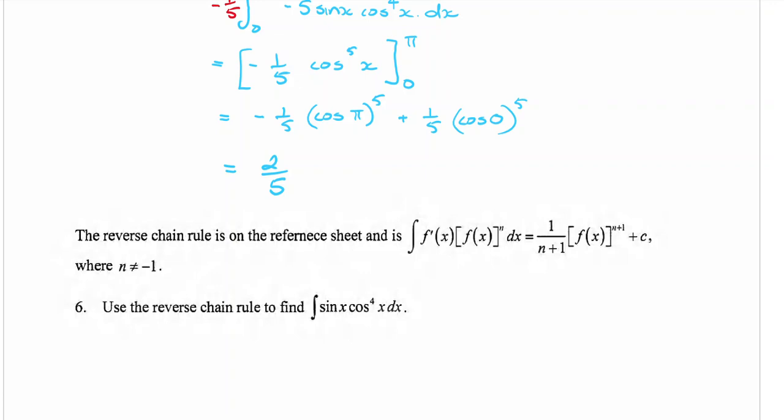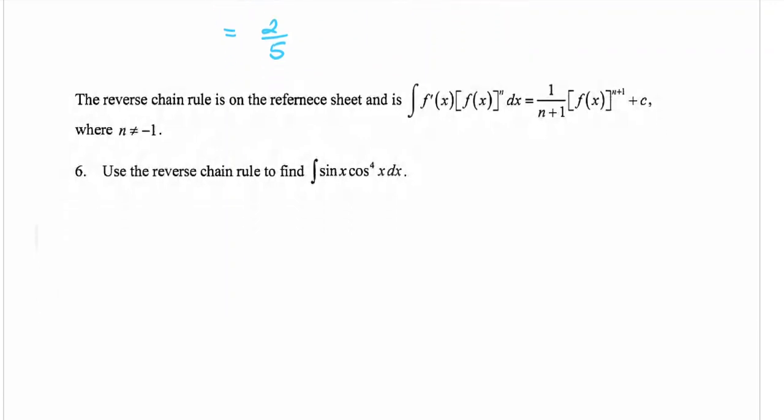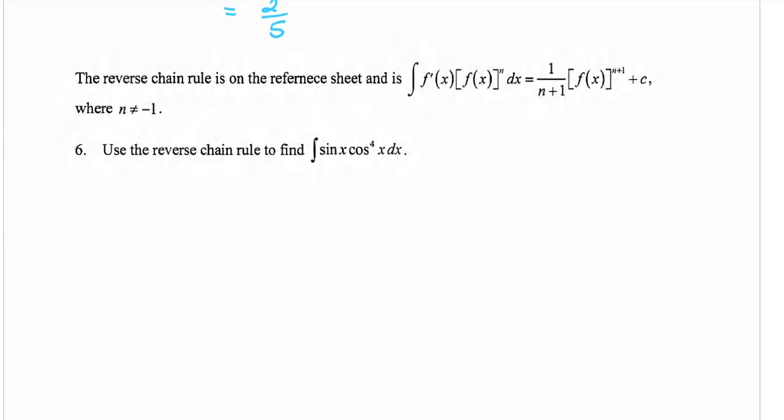All right, question 6 is about the reverse chain rule. So, if I hadn't differentiated it first and then gone backwards, the reverse chain rule would have been our other option to try and integrate this sine x cos to the power of 4x. This is a reminder of what the reverse chain rule is. Okay, this is the one on your formula sheet.